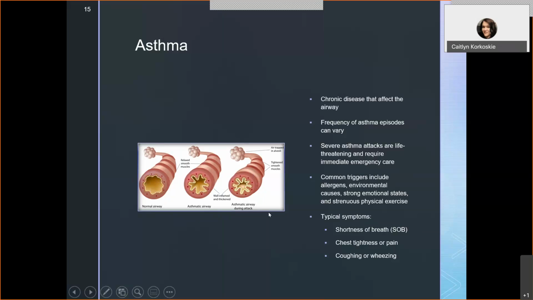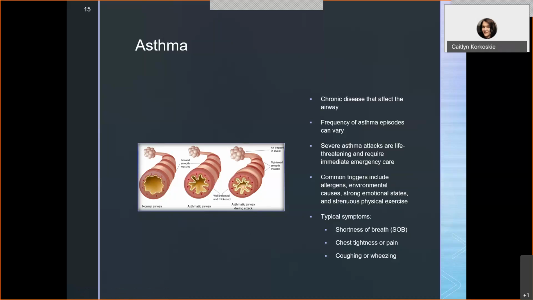So they'll usually be pretty short of breath. Sometimes they'll have chest tightness or pain, and then they will have either coughing or wheezing. Usually the wheezing is one of the signs that you notice the most. But different things can trigger someone's asthma.